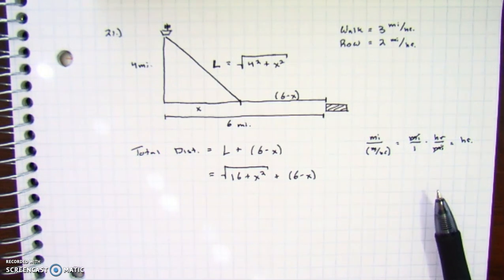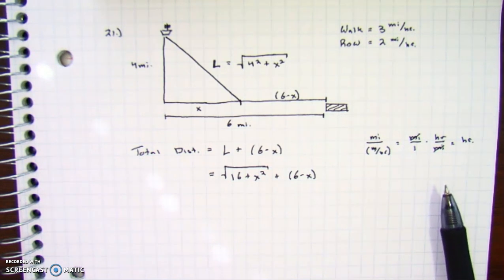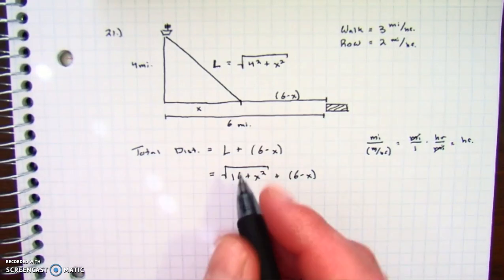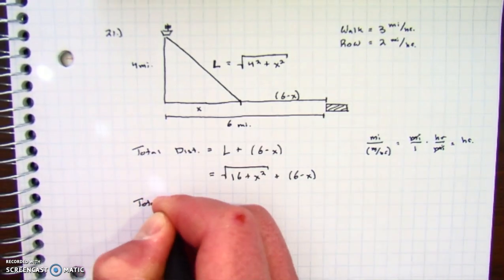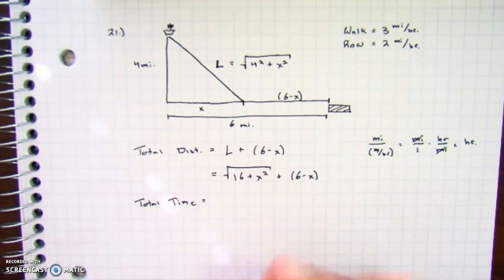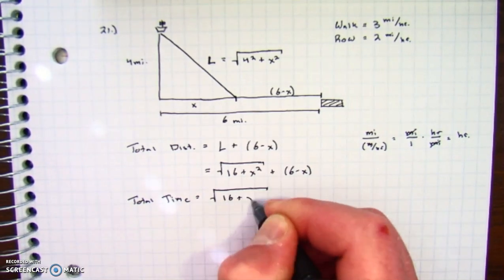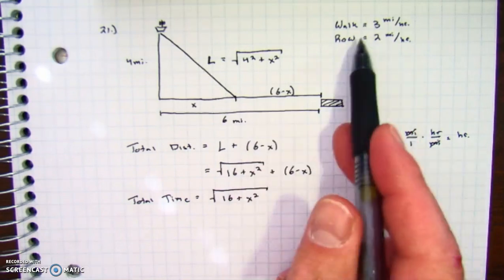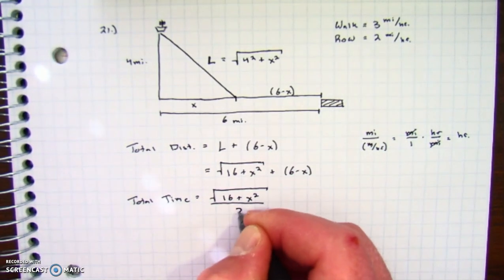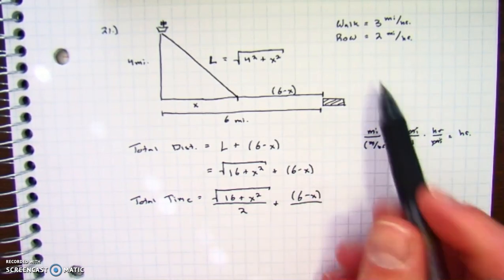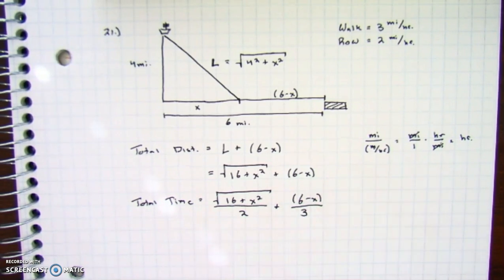Also, think of it practically. If I'm going 80 miles and doing it at 20 miles an hour, to figure out the time I'd do 80 divided by 20. That's the same kind of thing we're doing here. So we know our total distance, and then our total time is going to equal, okay, this length L is my rowing, so that's divided by 2. And then this other one, 6 minus x, is my walking, so I'm going to divide that by 3.